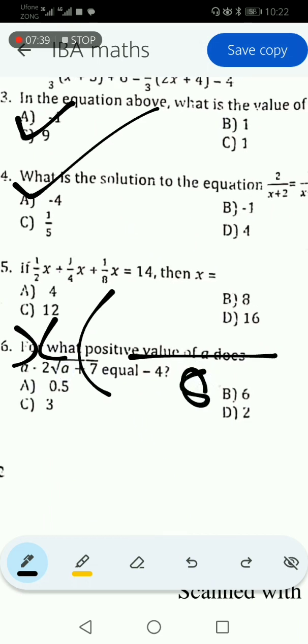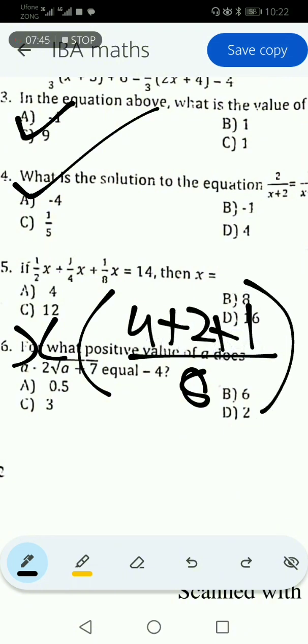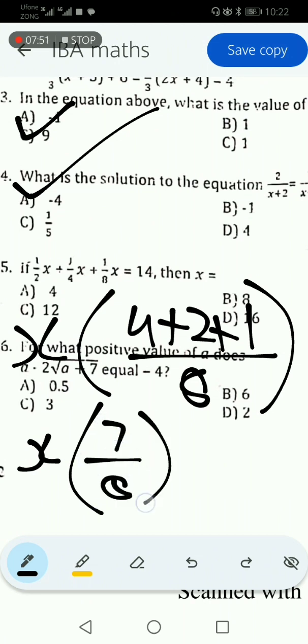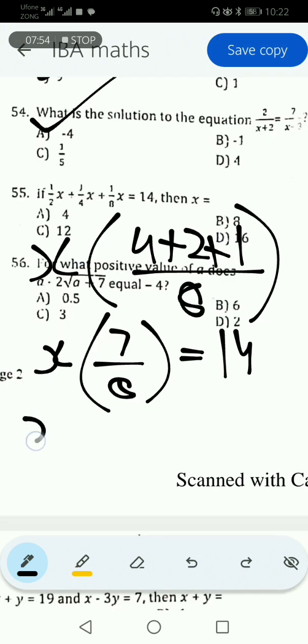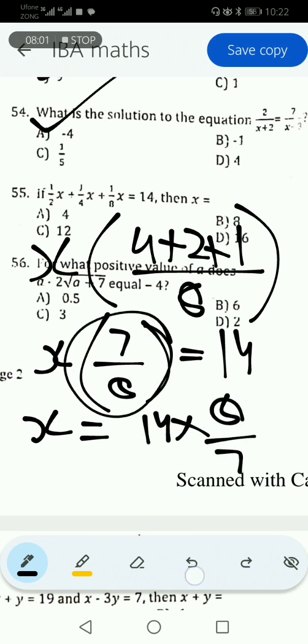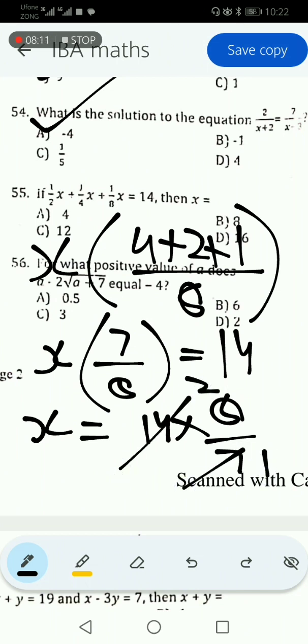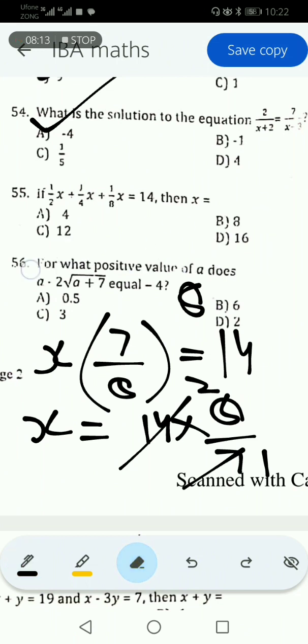So we have taken the 8, and this will be 4 plus 2 plus 1 equal to 14. I'm not writing equal to 14 right now. Okay, this will be 7 upon 8 equal to 14. After that, x will be equal to 14 multiplied by 8 upon 7, because here it is multiplied, after going there it will divide, and to remove the division sign we have to take the reciprocal. So I've taken the reciprocal, and our correct option should be 16. So yeah, the option is correct.